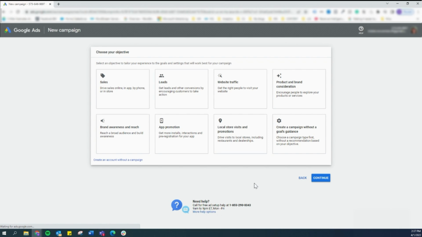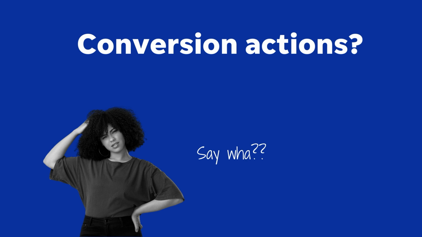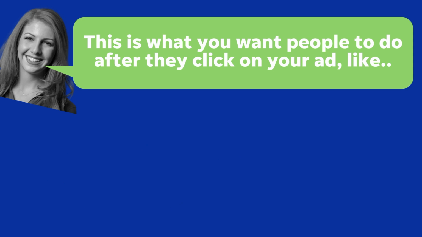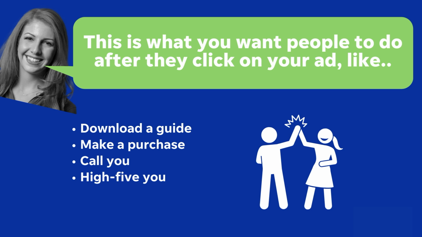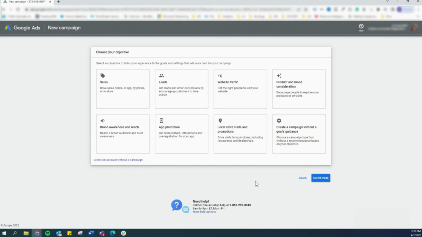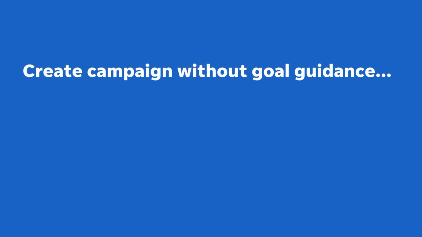So once I'm in here, it's going to prompt me through creating my first campaign. And the first step is to select a campaign goal. Now this will depend on what you select as your conversion actions. For this case, I'm going to go ahead and create a campaign without a goal guidance.